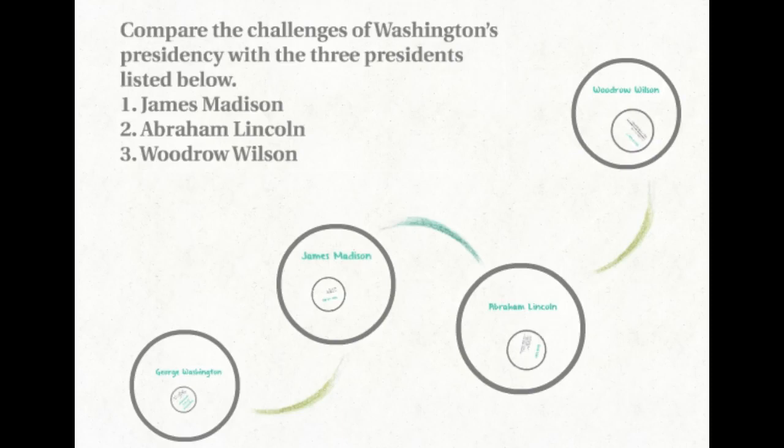So in this prompt, we're asked to compare the challenges of George Washington's presidency with the three presidents listed below. We've got James Madison, Abraham Lincoln, and Woodrow Wilson.